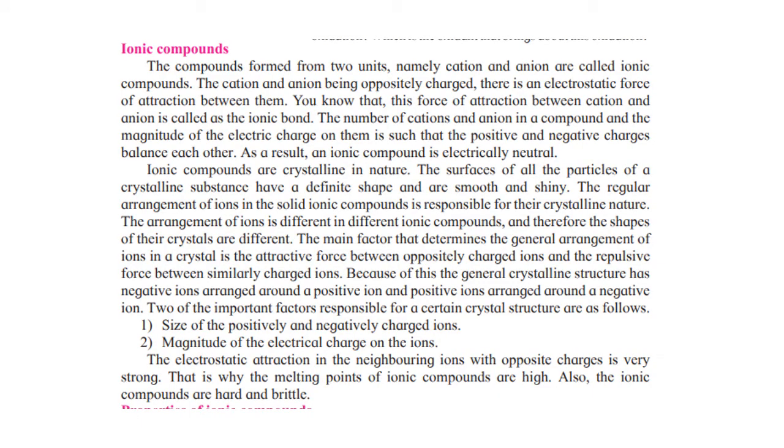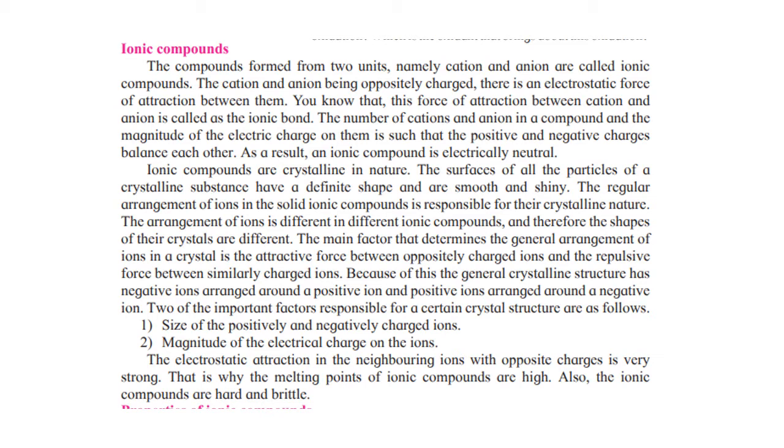Ionic compound. The compound formed from a cation and an anion is called an ionic compound. The cation and the anion are oppositely charged and there is an electrostatic force of attraction between them. This force of attraction between a cation and an anion is called the ionic bond or the electrovalent bond.